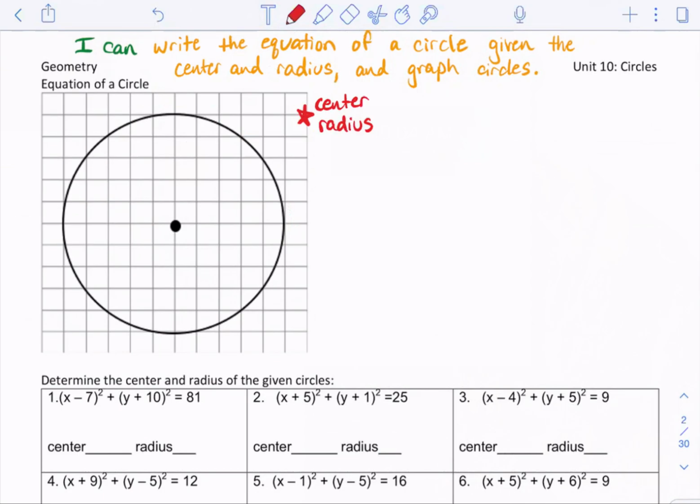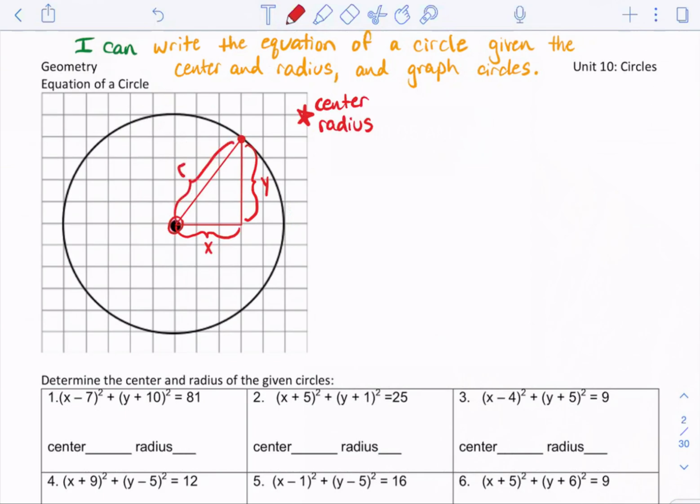Now if I choose any point on this circle and make the radius, I can complete this by making a right triangle. So if you notice, it's all from the center. This part of the right triangle would represent the distance of the x coordinate from the center, and this part would represent the distance of the y coordinate from the center, and this part right here would represent the radius.